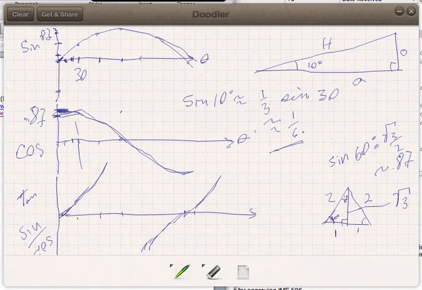So if you check in your calculators, you'll find that the actual value, sine of 10 degrees, is about 1/5.75. So very close to 1/6. Why is it a little bit bigger? Well, because this is a little bit curved here, right? And so it's not a perfect straight line, and so the value is going to be just a little bit bigger.